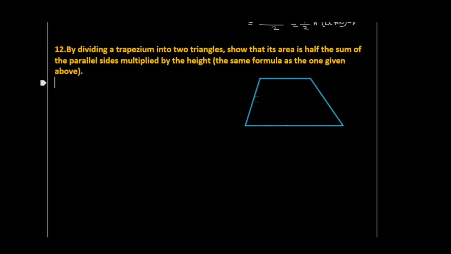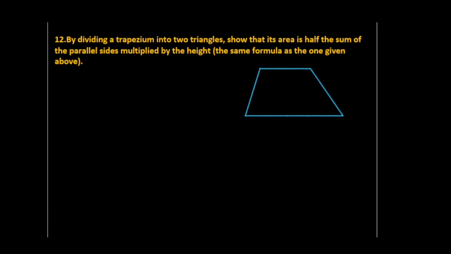Now next question. By dividing a trapezium into two triangles, show that its area is half the sum of the parallel sides multiplied by the height. The same formula as the one given above. So by dividing the trapezium into two triangles.